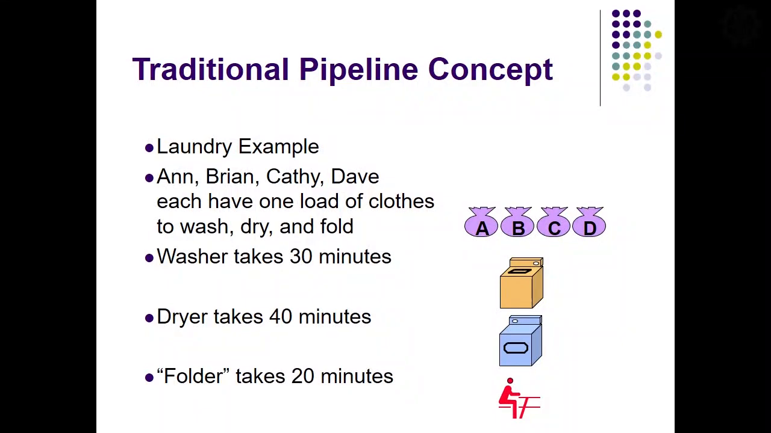I will explain with one simple example so it will be very clear. There are 4 people who need to wash clothes. There is a washing unit, then a dryer, and then folding, that means pressing the clothes. For each one, the washer takes 30 minutes, the dryer takes 40 minutes, and the folder takes 20 minutes. So each person takes 1.5 hours. If we complete all 4, it will take 1.5 times 4, that is 6 hours, but this can be reduced.